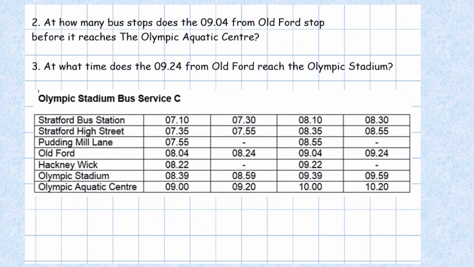So, how many bus stops does the 9:04 from Old Ford stop before it reaches the Olympic Aquatic Centre? We are looking at Old Ford, the 9:04, which is there, and the Olympic Aquatic Centre. So it goes 1 bus stop, 2 bus stops, okay, and that's before it reaches. So it goes through 2 bus stops.